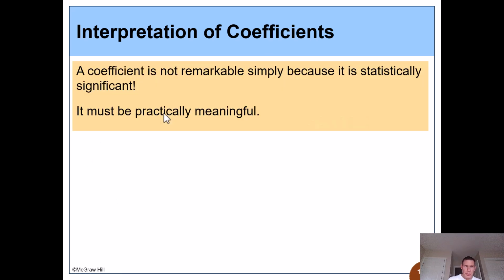A coefficient is not remarkable simply because it's statistically significant. And actually, you mentioned this in another video: it has to be practically meaningful, right? Sometimes in the ivory towers at some universities, researchers get so far down into the weeds that they find something statistically significant, which is a finding, but it has very little practical relevance whatsoever. One of the goals of research is, of course, to hopefully make the world a better place, right?